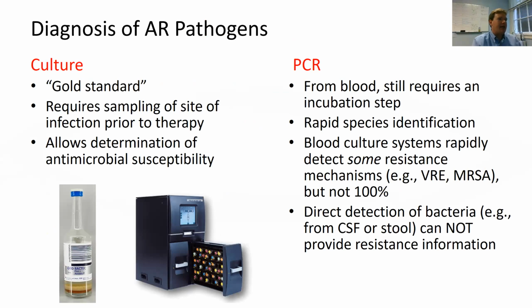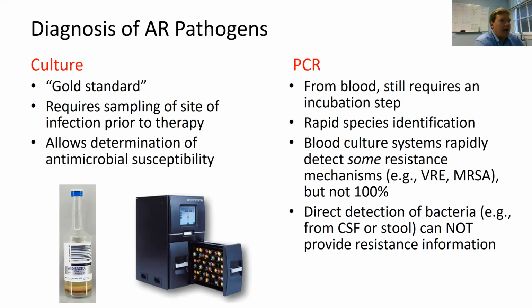So how do we diagnose antimicrobial resistant pathogens? I'll touch on this briefly because I think most of this crowd is probably fairly familiar with this. Culture is, of course, the gold standard. It does require sampling of the site of infection prior to therapy, and this allows determination of antimicrobial susceptibility. You have the organism and you can do phenotypic testing on it.